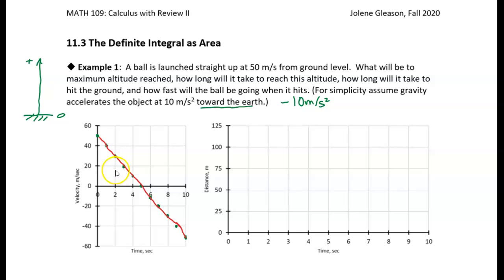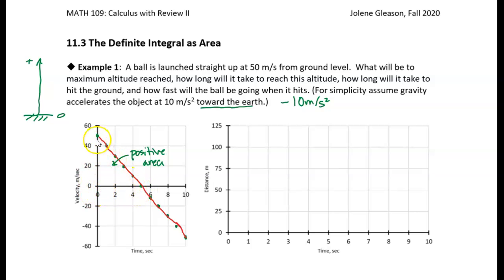So let's look at the upward phase of the ball's motion first. The upward phase is all of this time when the velocity is positive, meaning that it's moving up, away from the Earth. Up is positive, and so its distance is increasing. And so this is all positive area, which means positive distance.